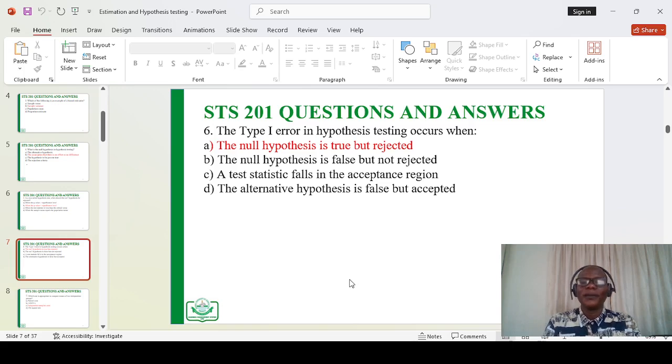The type 1 error in hypothesis testing occurs when? So when the null hypothesis is true but rejected. So in this case, A is the correct answer.